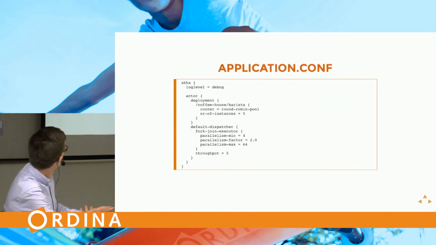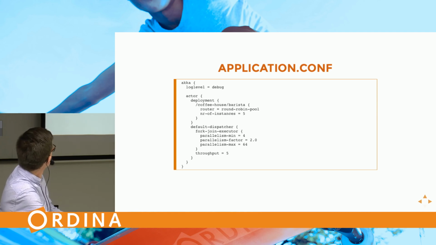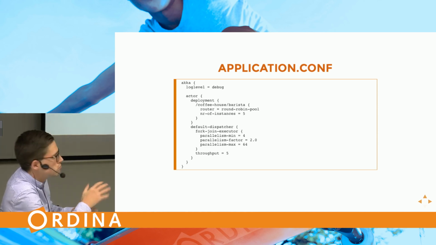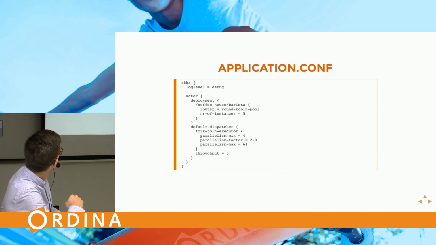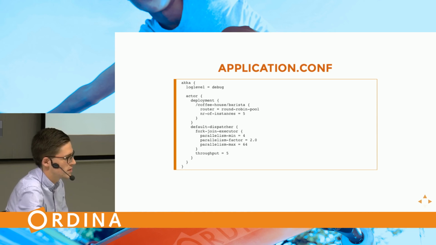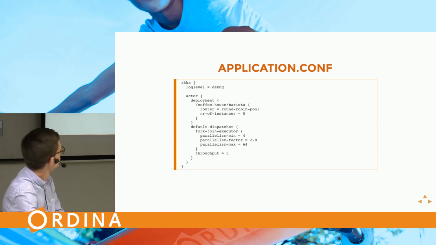And this is a simple application config right here. It uses the HOCON notation. Not sure how you pronounce it, but it's the Human-Optimized Config Object Notation. So it looks a bit like JSON. But yeah, this is the way that you define the config settings in Akka.